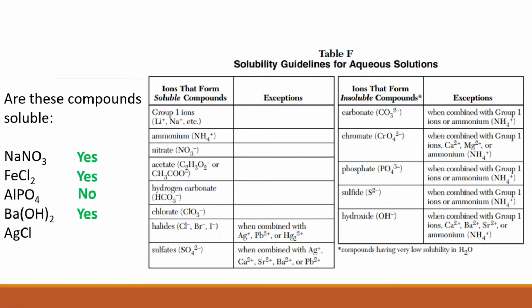Lastly, silver chloride. Silver chloride is insoluble. Chloride is right here in the soluble column, but not aluminum, silver is one of the exceptions. So the opposite of soluble is insoluble. This pair is an insoluble pair.